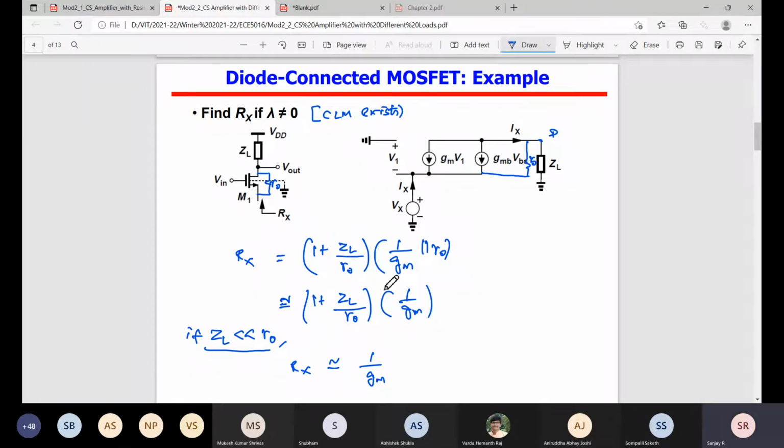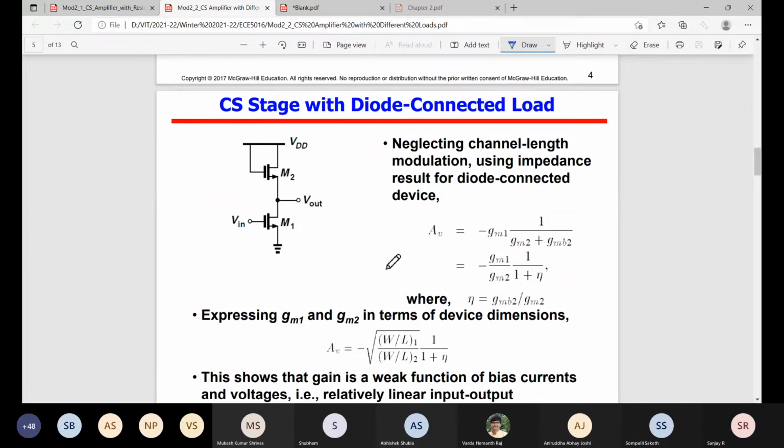Fine. So what do you understand here? Looking from the source terminal, the impedance is always 1 by gm as long as the load resistance is smaller than the channel length modulation resistance. Practically, the load resistance will be smaller only, so we can always assume the impedance looking into the source is 1 by gm. Right. So any doubts here? Is it fine? Okay.